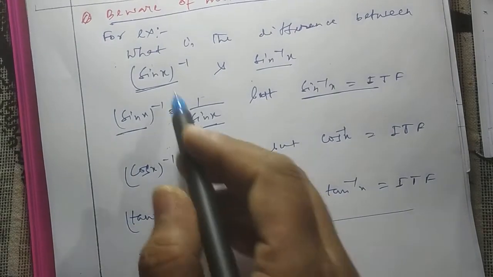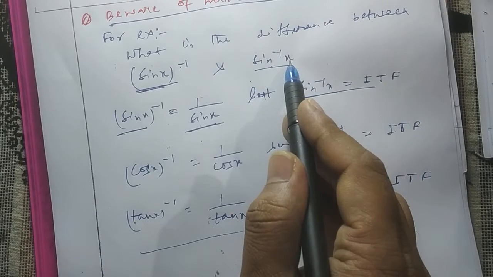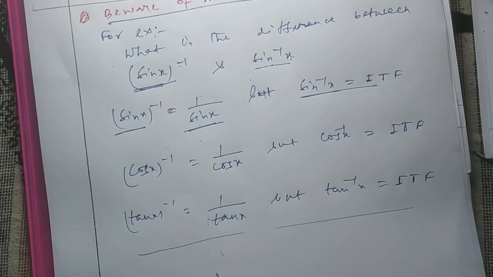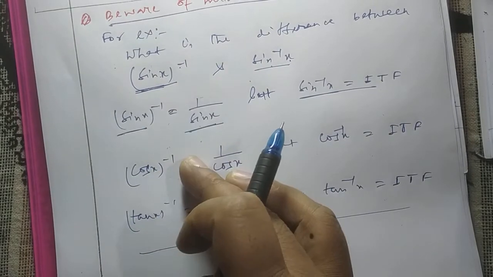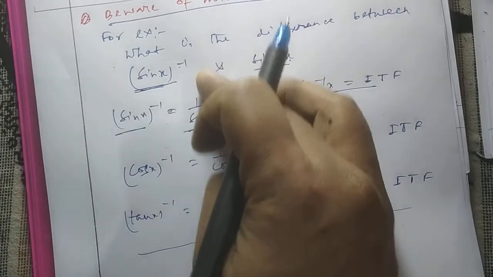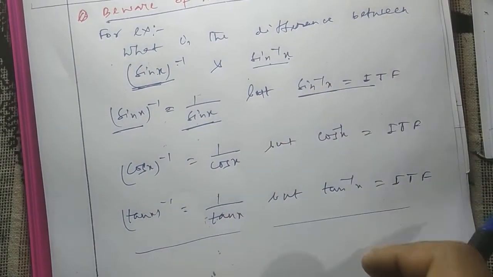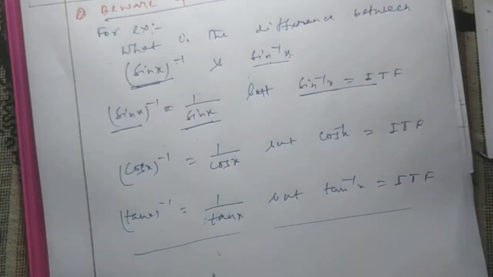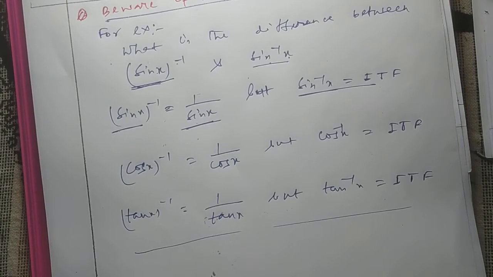So please don't be confused between (sin x) whole power minus 1 and sin inverse x. They are not equal at all. (Sin x) whole power minus 1, (cos x) whole power minus 1, (tan x) whole power minus 1, these are new trigonometric ratios because they are the reciprocals. But these others are all ITFs. Understood? So you have to be cautious about these misconceptions.